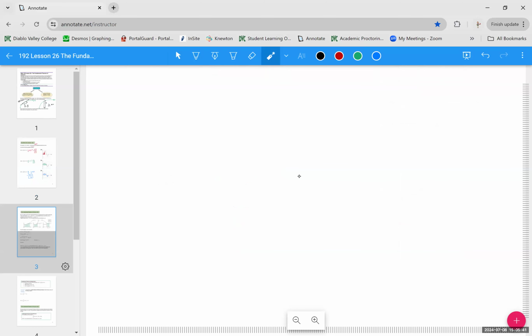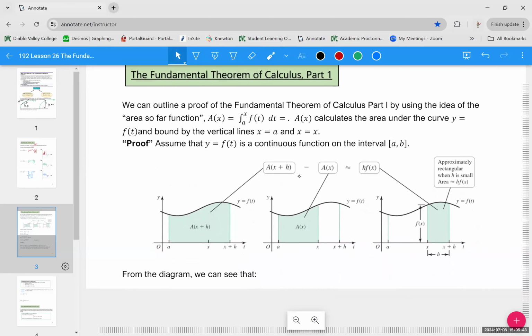Okay, so here we go with actually looking at part 1 of the Fundamental Theorem of Calculus. And we're just going to outline this proof so that you can see where this idea comes from. Okay. So we're going to use the area so far function, and we're going to use these pictures down here.